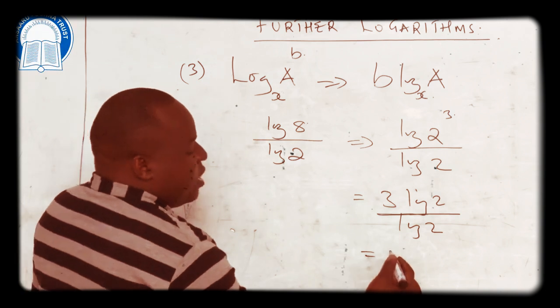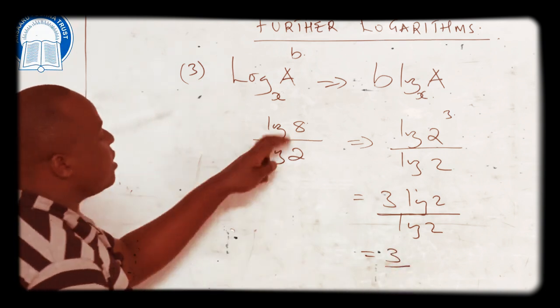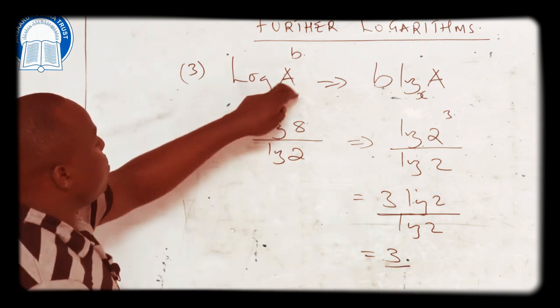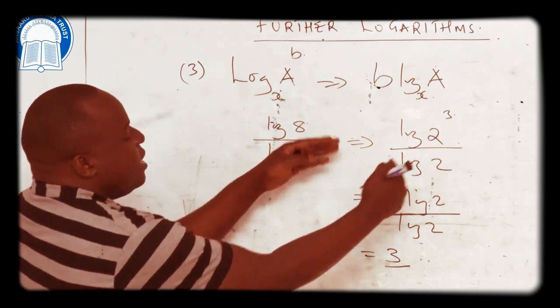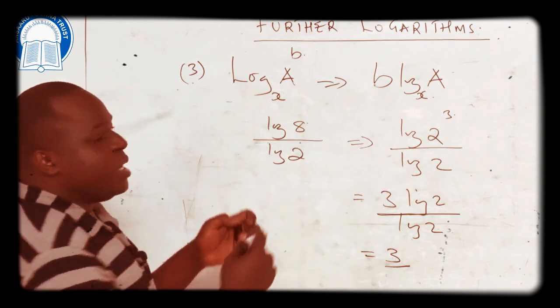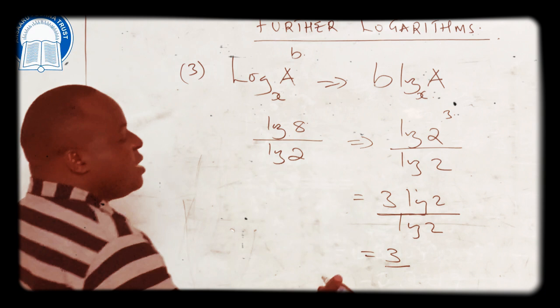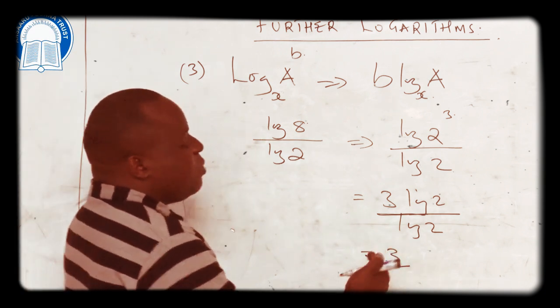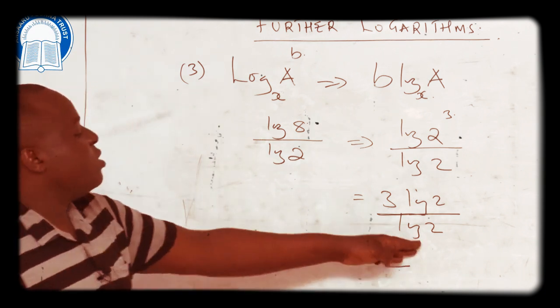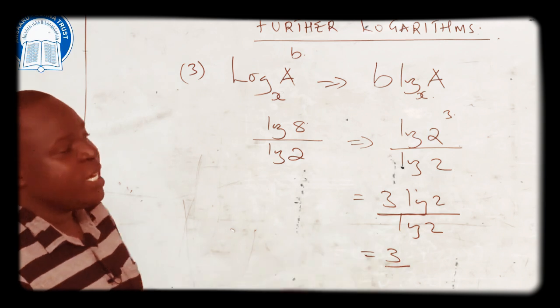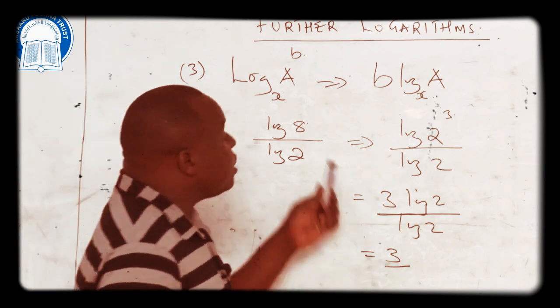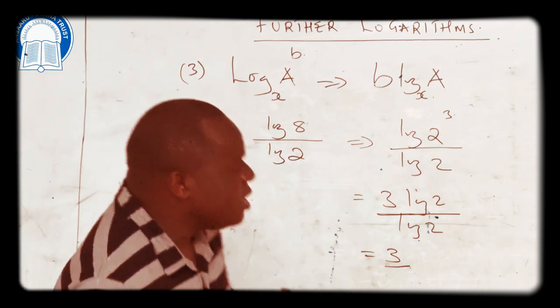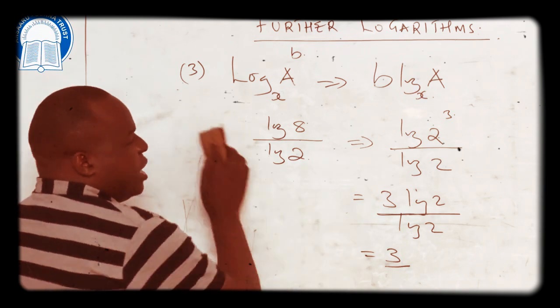The overall final answer will be 3. So that's a simple expression where I'm using this law to simplify these values, making one number fit the other. Then in that case, you can simplify and cancel values to get the final answer. So this was a simple, basic example.